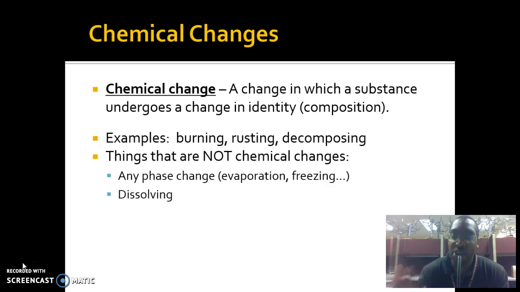Don't be confused with phase changes, okay? Phase changes are not chemical changes. Phase changes are not chemical changes, and dissolving is not. Those two are physical changes. Let's make sure not to confuse the chemical with the physical. So burning, rusting, and decomposing are chemical. Phase changes and dissolving, those are physical. All right, moving forward.